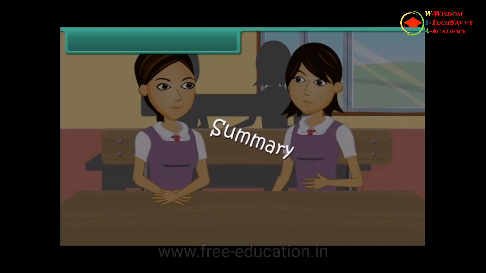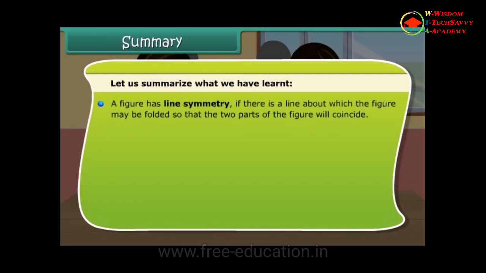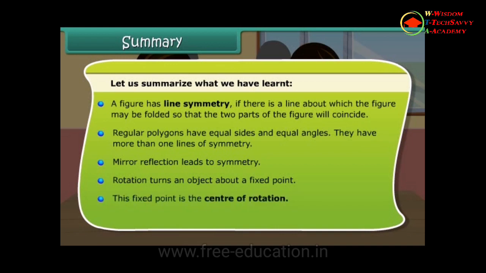Summary. Let us summarize what we have learnt. A figure has line symmetry if there is a line about which the figure may be folded so that the 2 parts of the figure will coincide. Regular polygons have equal sides and equal angles. They have more than 1 line of symmetry. Mirror reflection leads to symmetry. Rotation turns an object about a fixed point. This fixed point is the center of rotation. The angle by which the object rotates is the angle of rotation.